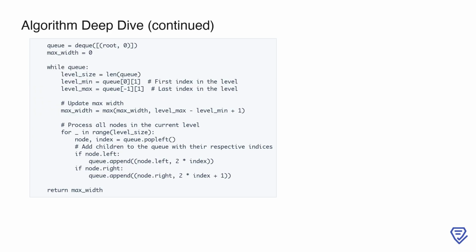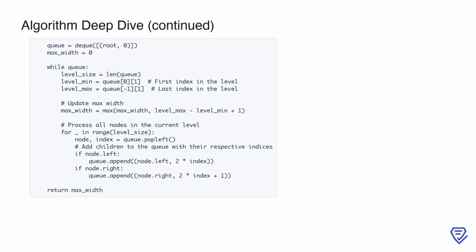The core of the algorithm lies in the while loop, which runs as long as there are nodes in the queue. At each iteration, we determine the size of the current level and retrieve the indices of the leftmost and rightmost nodes from the queue. This allows us to calculate the width of the level and update the maximum width if necessary.